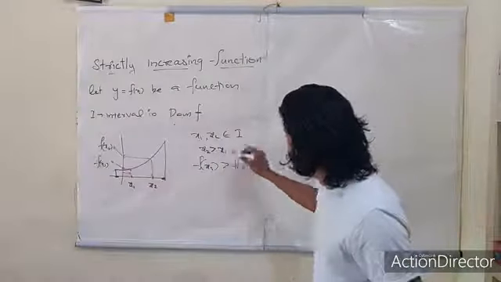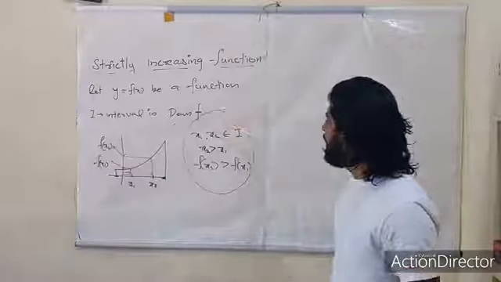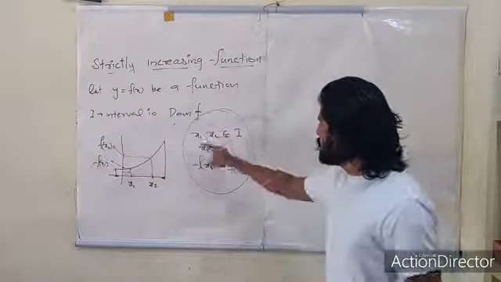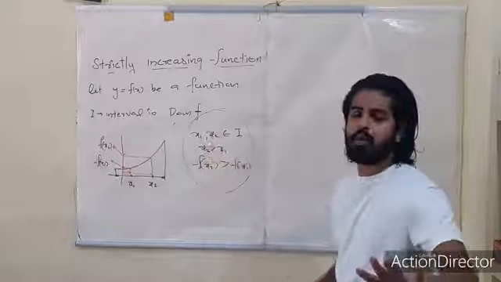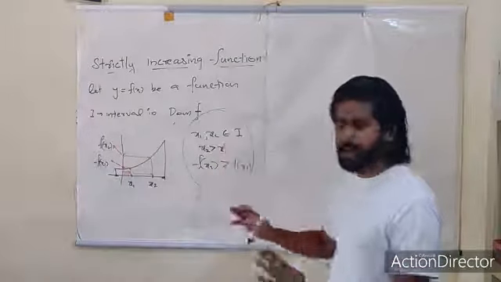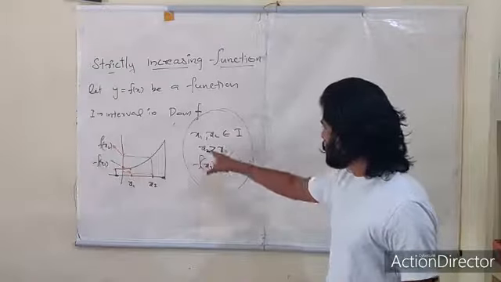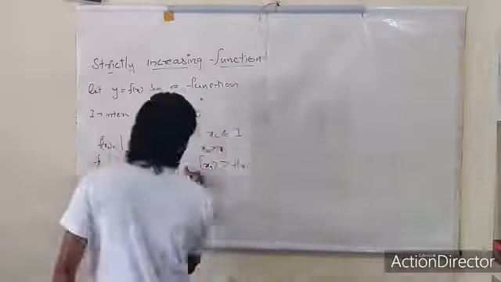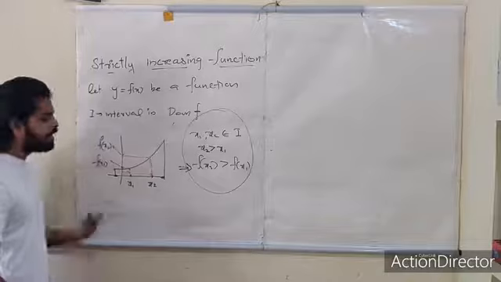So this kind of function is said to be, or we can say, the function y equal to f of x is strictly increasing in this interval. If x1 and x2 belong to I, where x1 and x2 can be any two values in the interval I, and x2 is greater than x1 implies f of x2 is also greater than f of x1, then we can say it is a strictly increasing function.